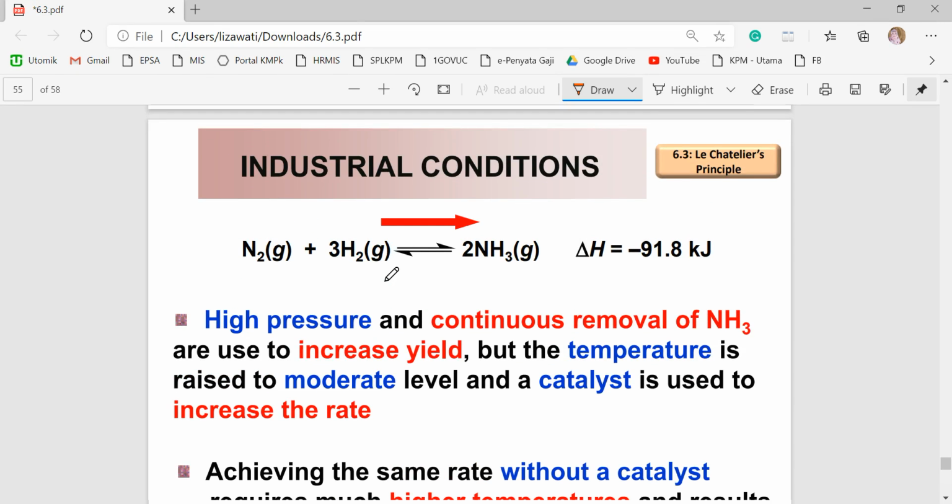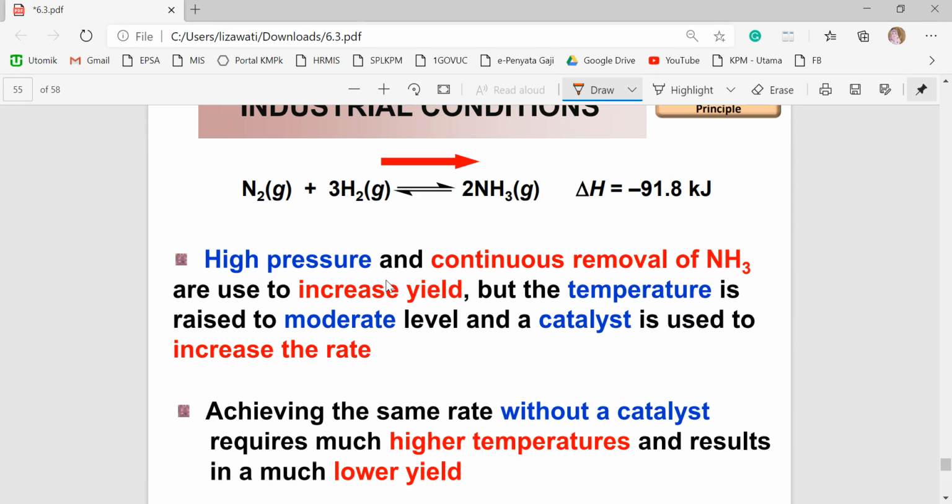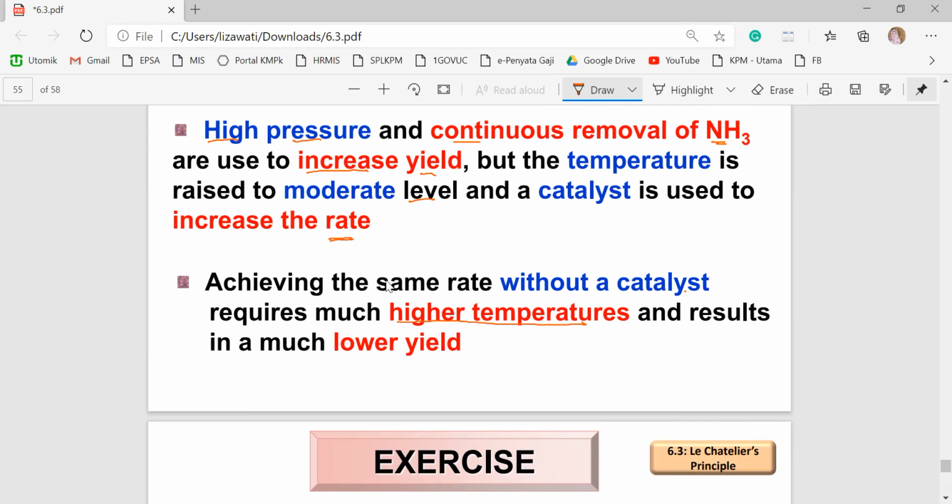So for industrial conditions, high pressure and continuous removal of NH3 are used to increase the yield, which means the formation of ammonia. But the temperature is raised to a moderate level, and a catalyst is used to increase the rate. Achieving the same rate without a catalyst would require a much higher temperature, resulting in a much lower yield.